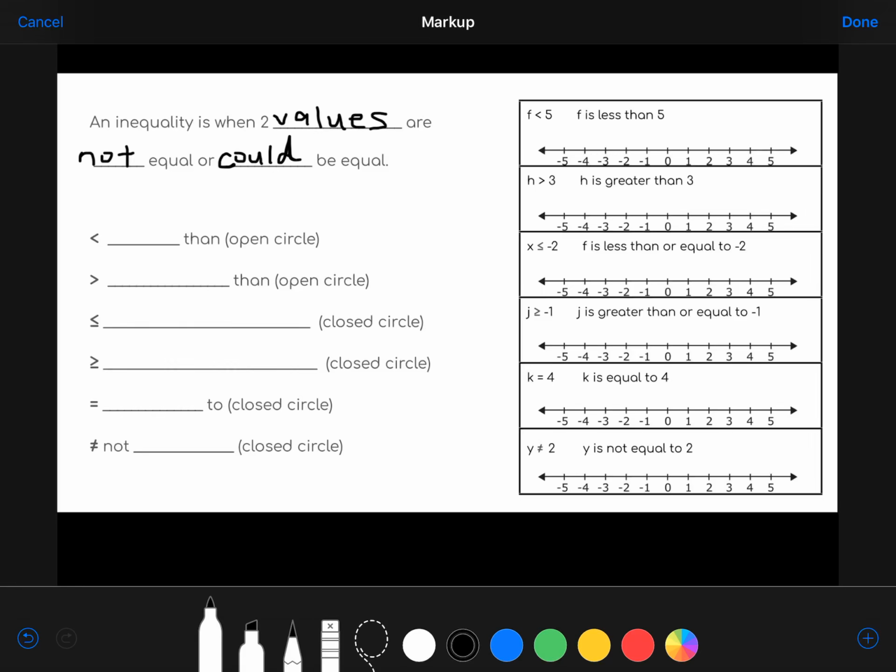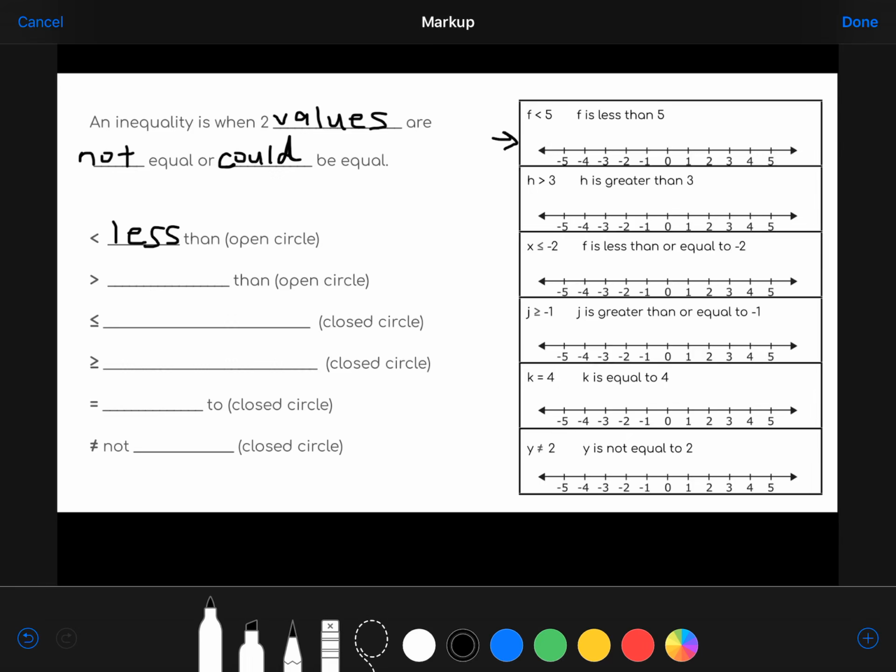So the first one here is an arrow facing to the left. It's represented by an open circle. This would represent less than. So this arrow pointing to the left would be less than. So if you look at this first example, f is less than 5.